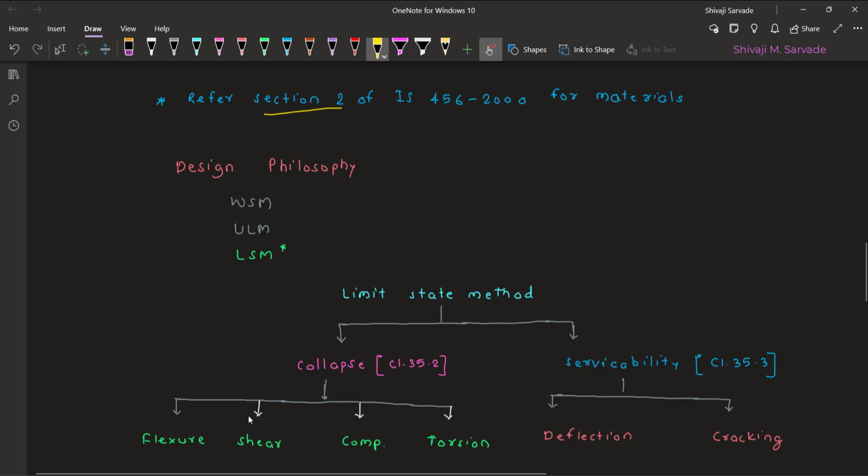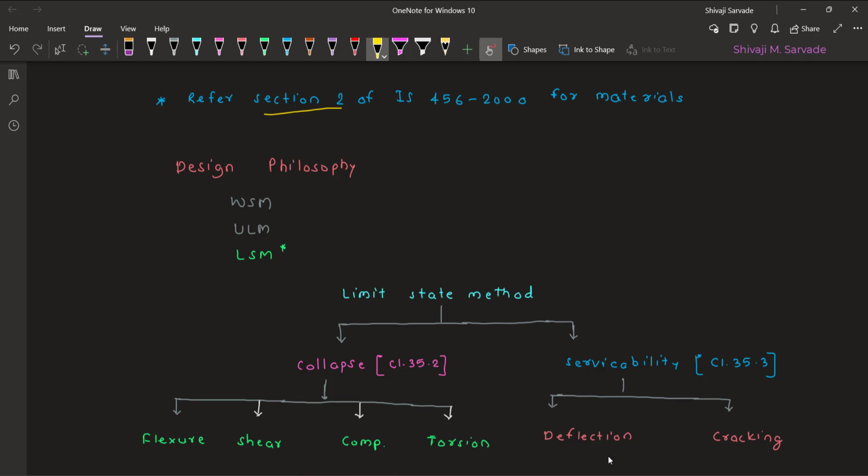Now what is the limit state method of design? There are two classifications of limit state method. One is the limit state of collapse and the other is the limit state of serviceability. These are defined in IS 456 in clause 35.2 and clause 35.3. There are 4 collapse limit states. If there is a member, in what ways can it fail? It can fail in flexure, in shear, in compression, and in torsion. For all these 4 actions, my structure should be capable of being safe under any extreme event.